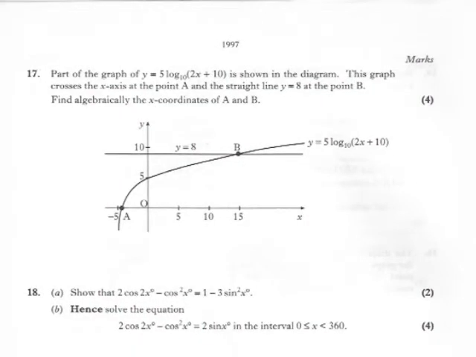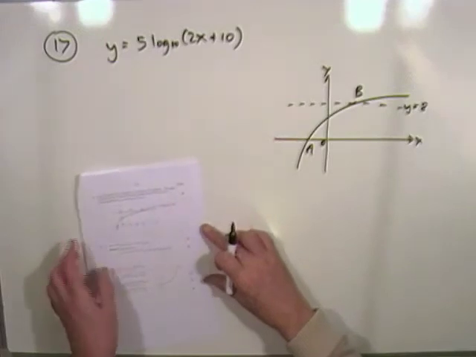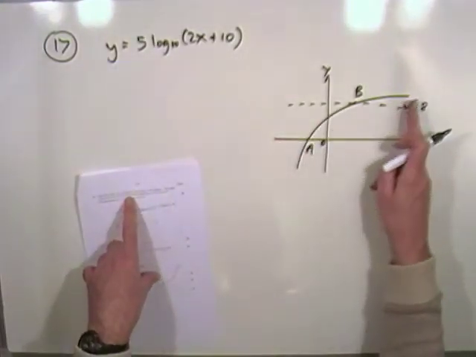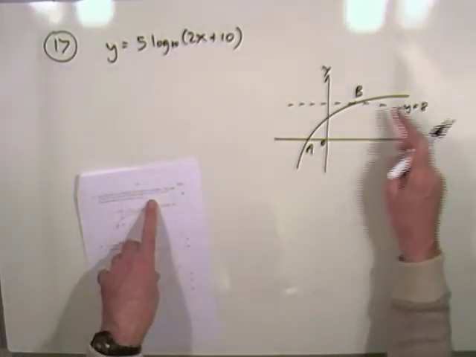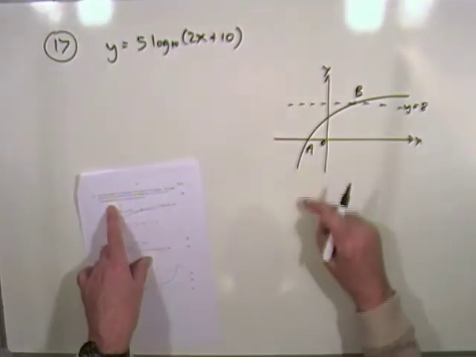And the last in this set, number 17, a nice wee loggy question. So, 17. Right, part of the graph of 5 log 10, 2x plus 10 is drawn here. It crosses the x-axis at A, it crosses the line y equals 8 at B, and you define algebraically the coordinates.